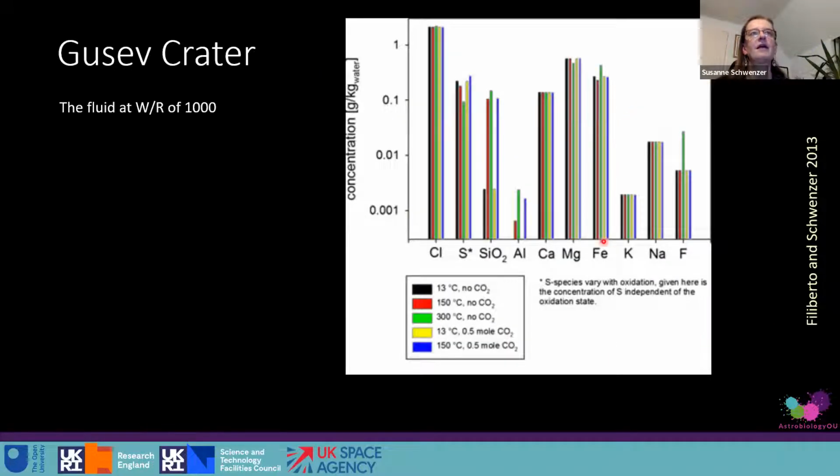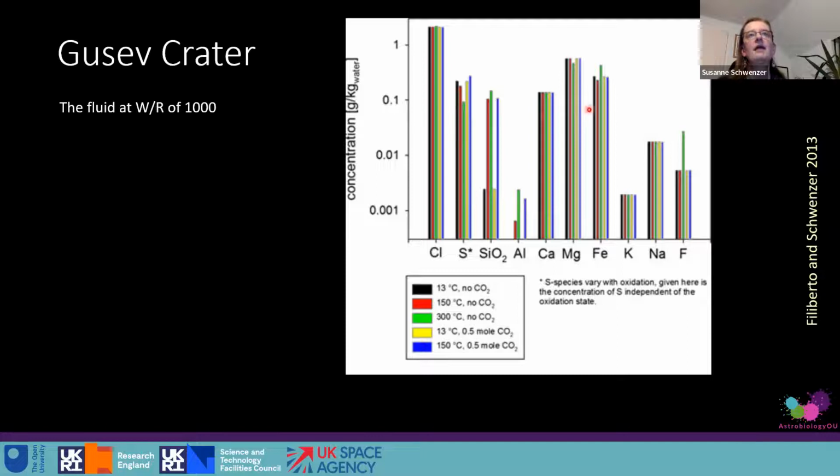Let's look at this. So what we have here is all the elements on the x-axis that I want to look at in the fluid, and we have the concentration in gram per kilogram of water. And what you can see here is chlorine is dominating, but that's also kind of how we set up these models, making assumption of chlorine, and it's justified because of all the perchlorates that you see on Mars. So the fluids will have been chlorine rich.